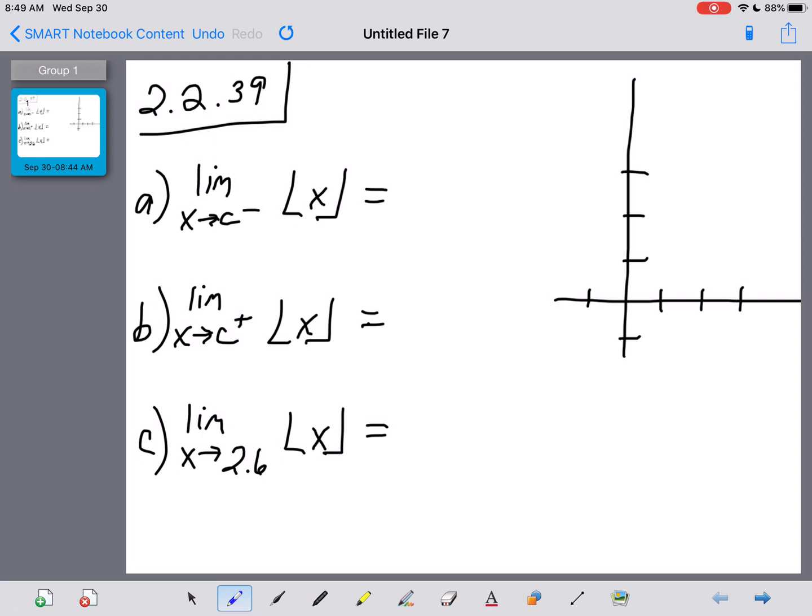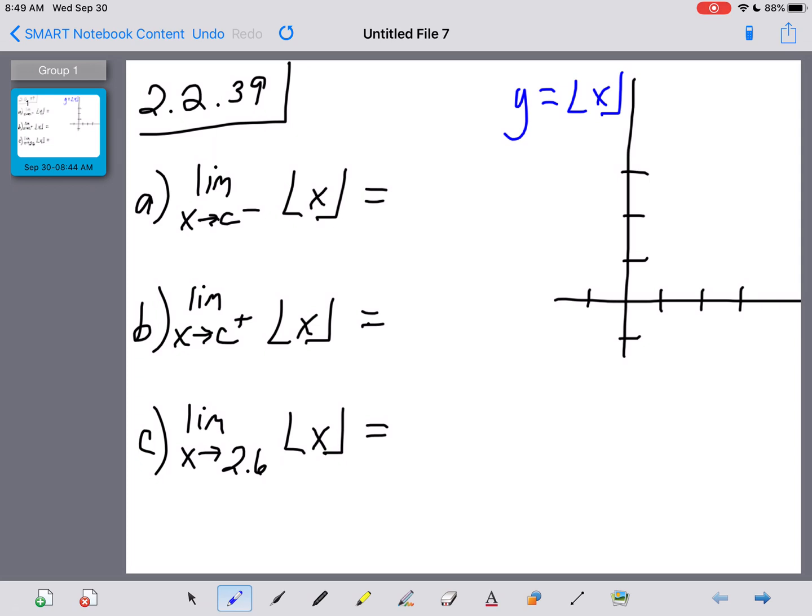And before we can try to answer any of these limit questions here in number 39, we've got to understand what this graph looks like of y equals the greatest integer not greater than x. So what we're basically doing here is taking any value and rounding it down to the first integer that is not greater than the value that we started with.